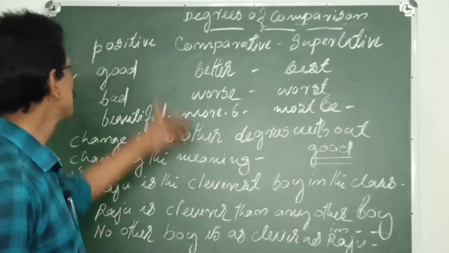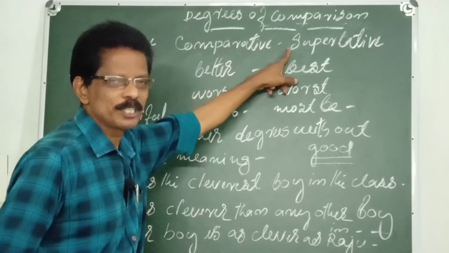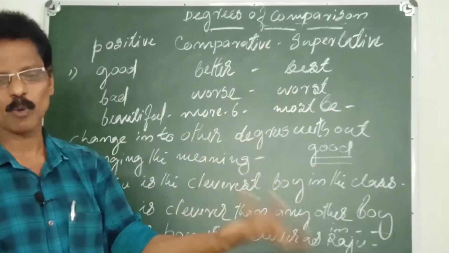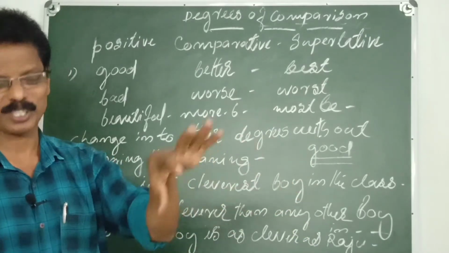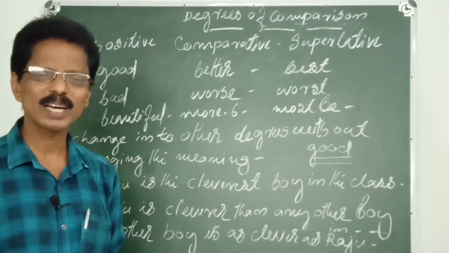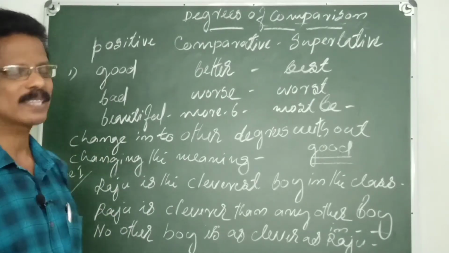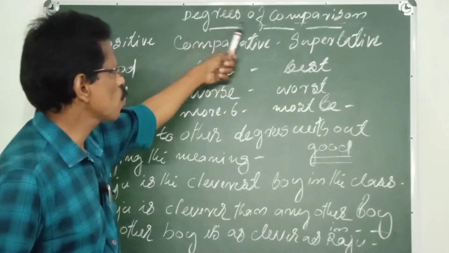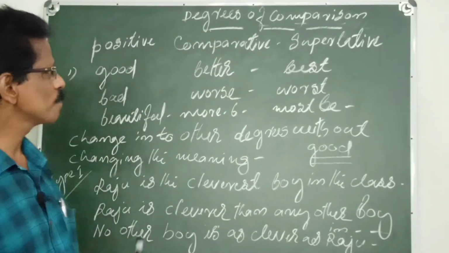What are they? Positive, comparative, and superlative. You can take any word: big, bigger, biggest, small, smaller, smallest, tall, taller, tallest, clever, cleverer, cleverest. Is it not so? Any word can be changed in such a way. So what you have to study is another thing. What I study, is it clear to you? Degrees of comparison.